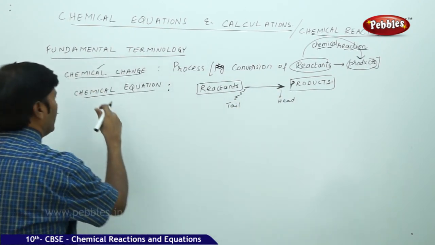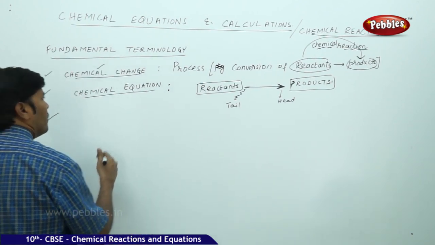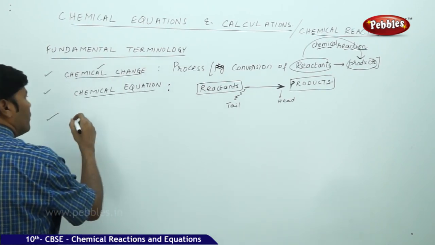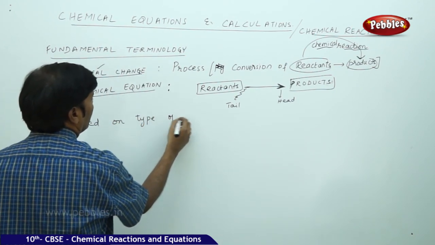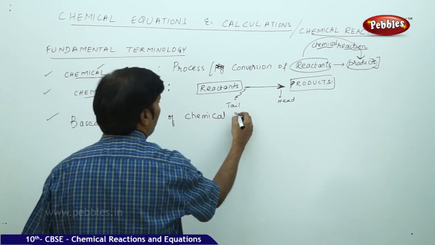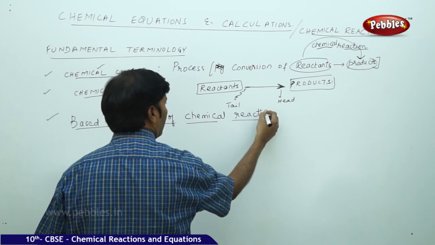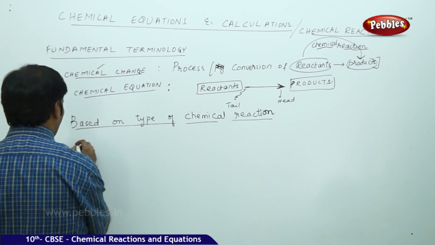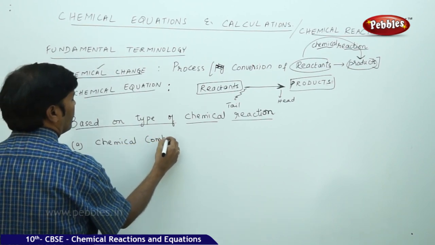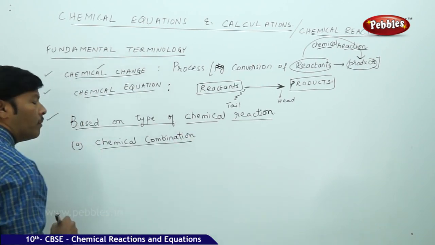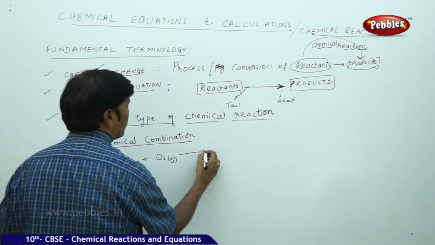And what information can we gather from the chemical equation during the chemical reaction? We can gather all the information from the chemical equation, from reactants to products. This chemical equation is based on the type of chemical reaction. Suppose I am taking chemical combination, what information can you gather? For example, carbon solid reacts with O2 gas, giving rise to carbon dioxide gas.